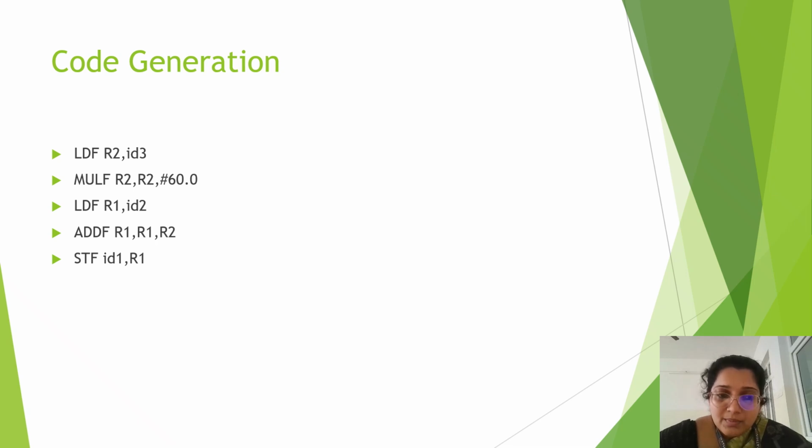Now next is multiplying float, registering to the same R2, and we are multiplying the register R2, which is R2, ID3 into 60.0. Third one, LDF, is again loading float, the new register R1, and what we are loading is ID2. Next, adding float, again registering to R1. What all things are registered? R1 and R2. Next, STF is storing float, ID1 and R1 are stored. So that is the code generation.